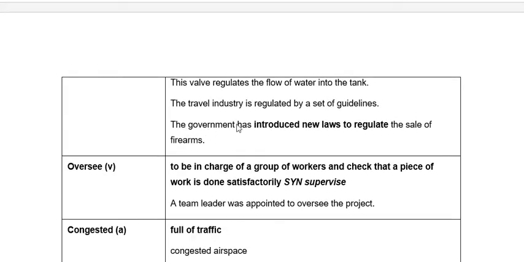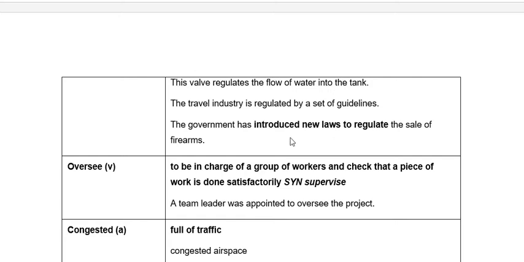Or here, the government has introduced new laws to regulate the sale of firearms. Okay, introduce new laws to regulate something. Okay, so use laws or rules to control something. You say regulate. And you can use this word actually in many of the writing topics. Maybe the government should introduce laws to regulate the sale of maybe cigarettes, or fast food, for example, right? So you can use this word actually in the problem solution type of essay a lot.